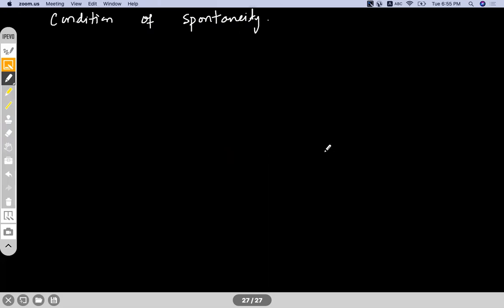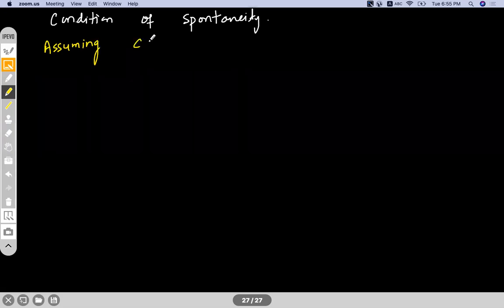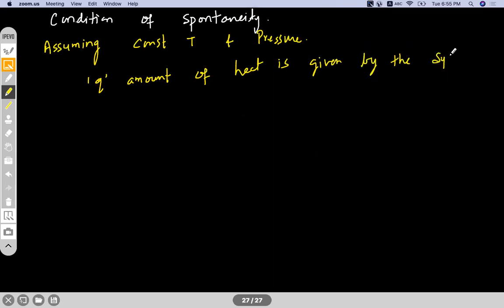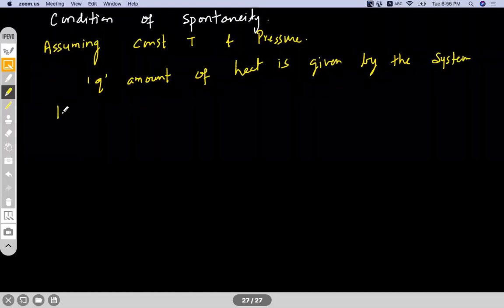Generally, any reaction takes place at a constant temperature and pressure. So that's what we are assuming: constant temperature and pressure. Now suppose at this condition, I am assuming again, Q amount of heat is given by the system to the surroundings.